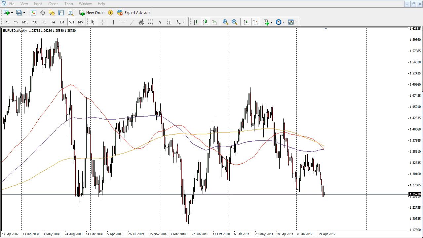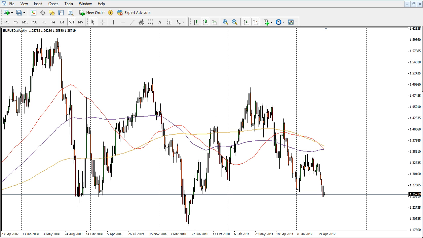Also, for any new followers, we do have 3 moving averages in each of these charts. The red is the 55 simple moving average, the purple is the 100 simple moving average, and the gold is the 200 simple moving average. Okay, then let's have a look at euro dollar.